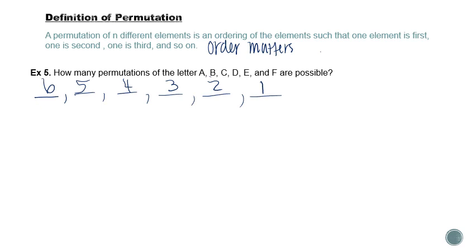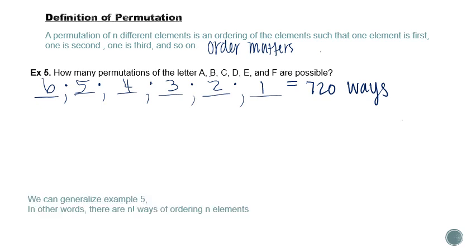So I could multiply these out, and I would get 720 ways. Alright, so if we want to generalize example number 5, in other words, there are n factorial ways of ordering n elements.